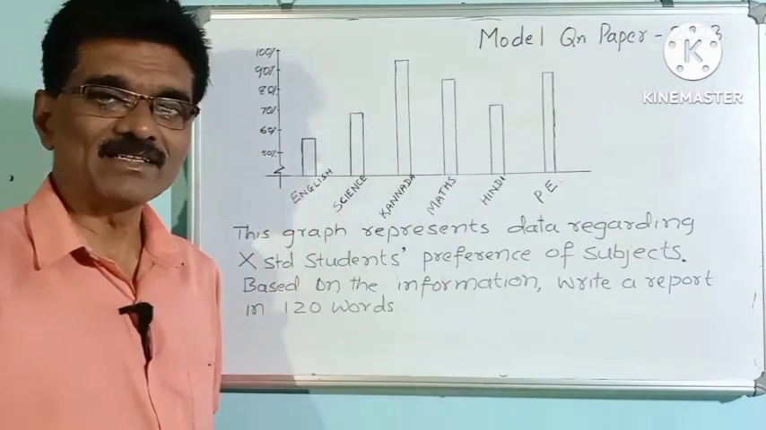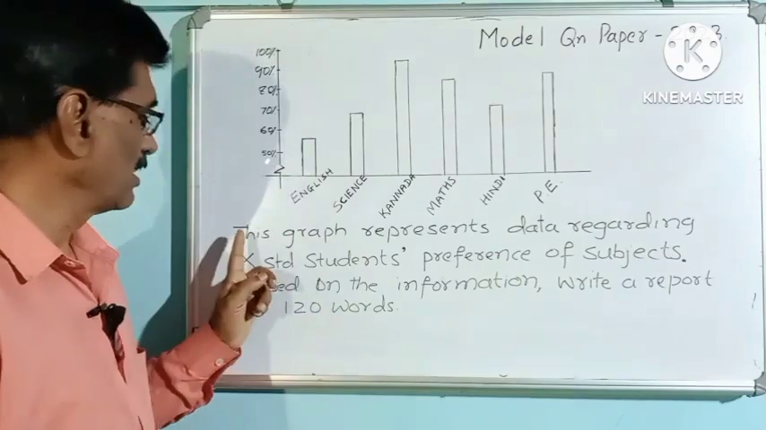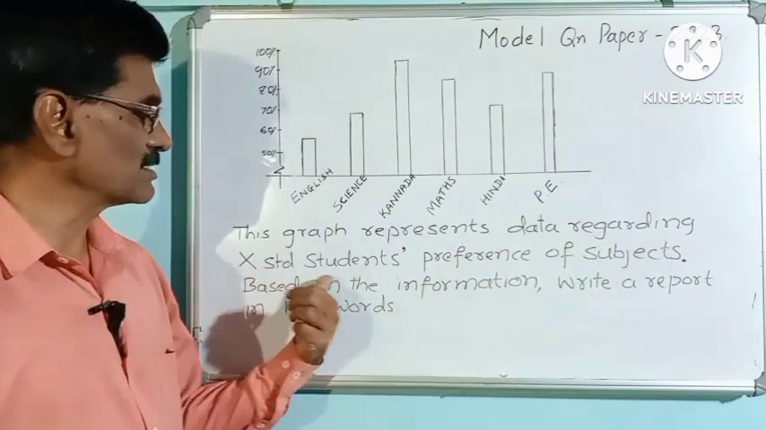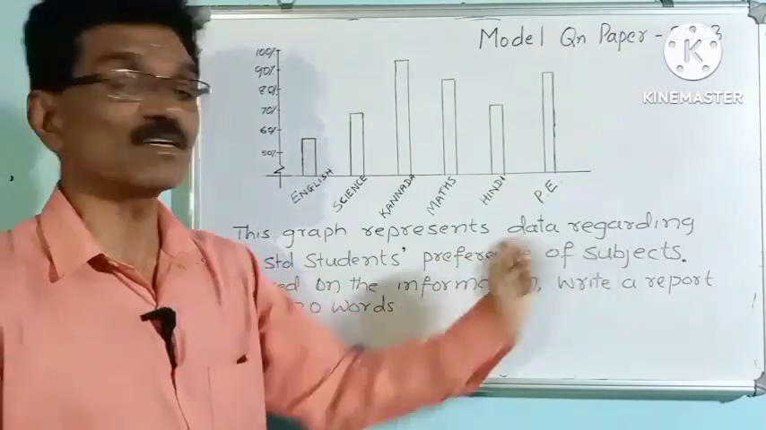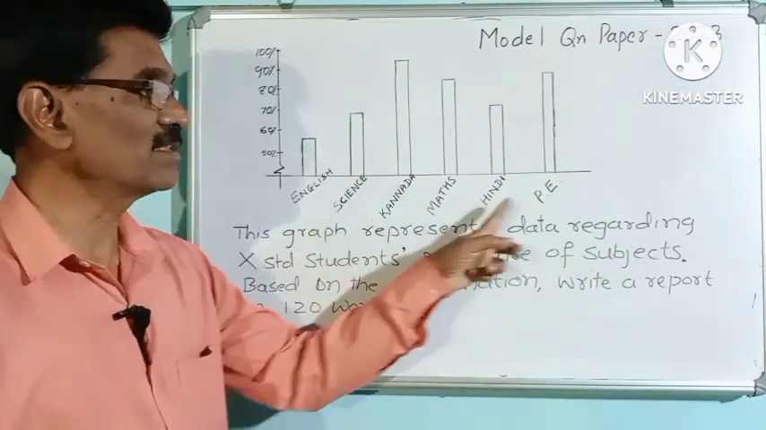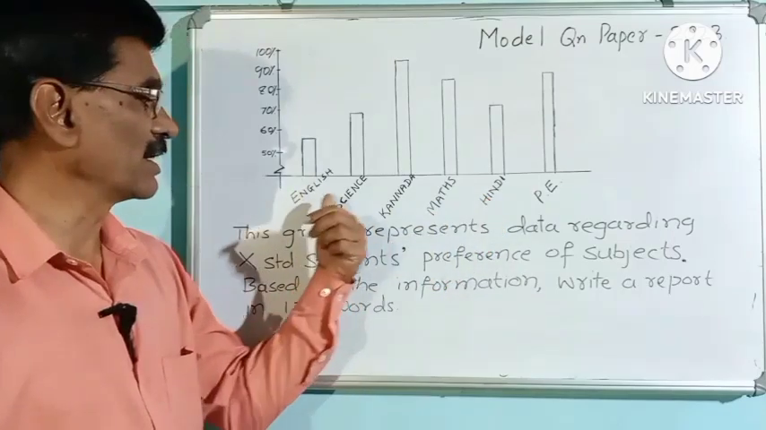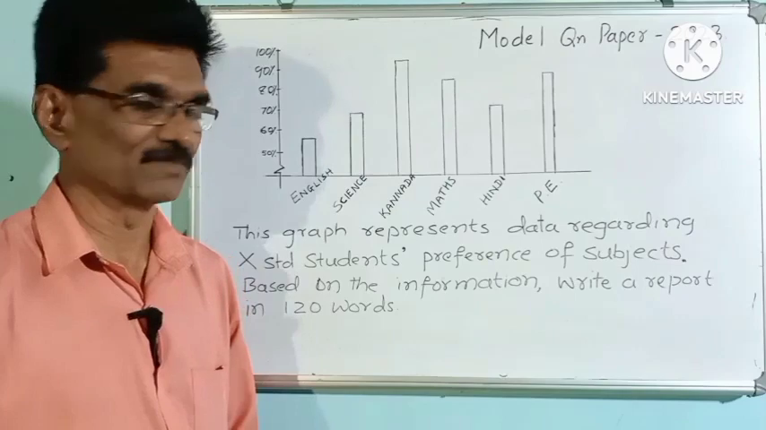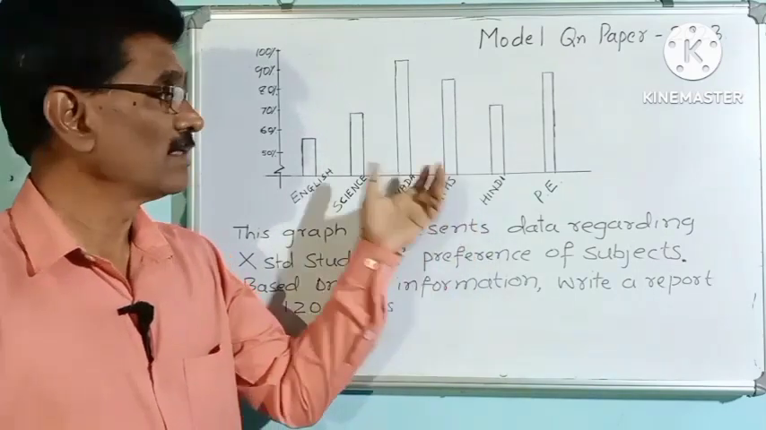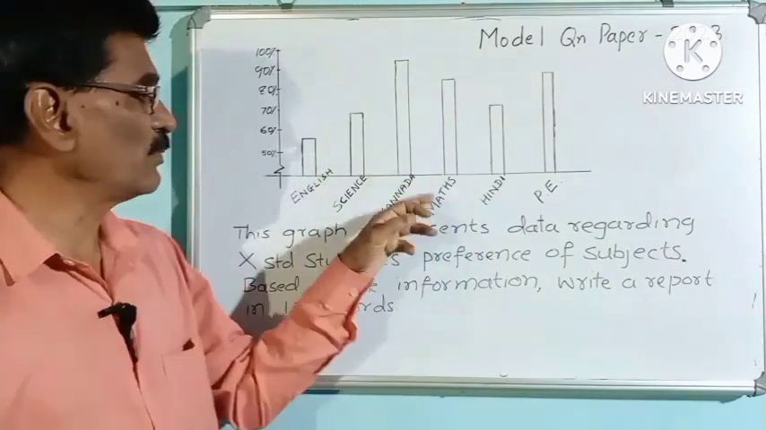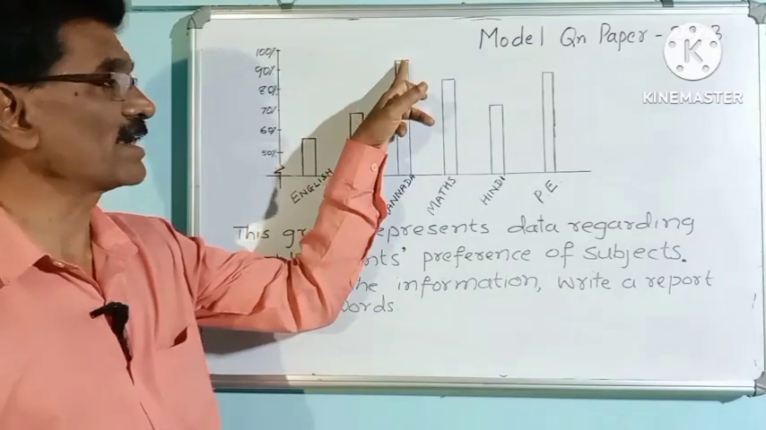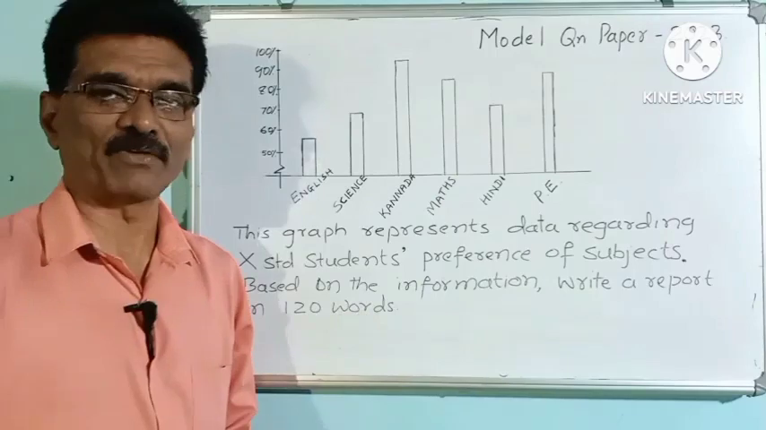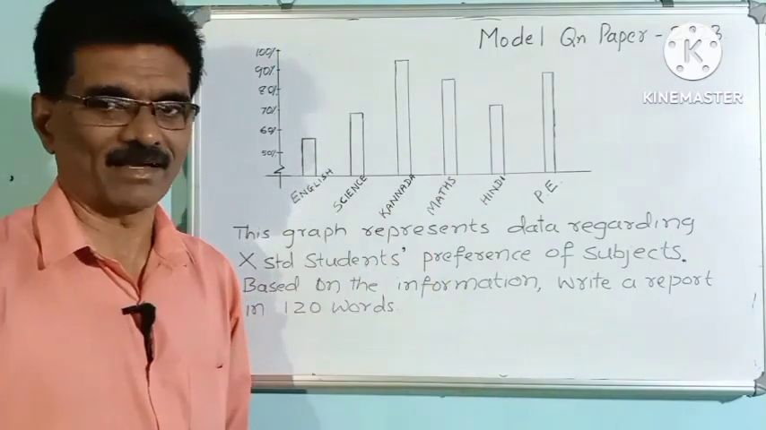This is the graphical representation they have given. This graph represents data regarding 10th standard students' preference of subjects. Now these are the different subjects they have given: English, Science, Kannada, Maths, Hindi and Physical Education. Among these, now we see that Kannada has the highest preference while English has the lowest preference. In between, others are there.